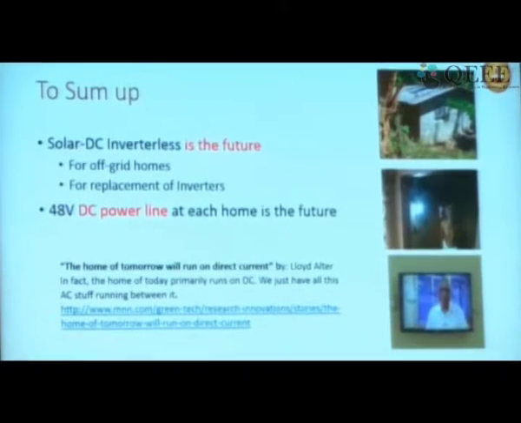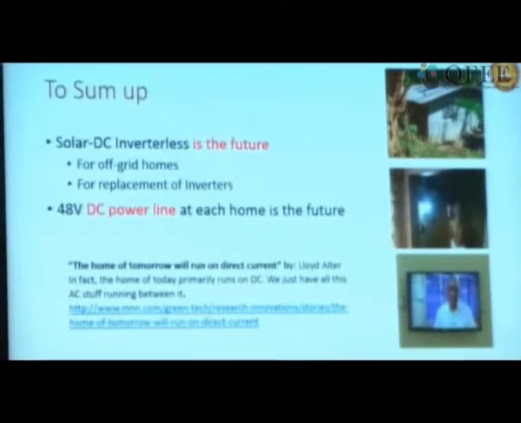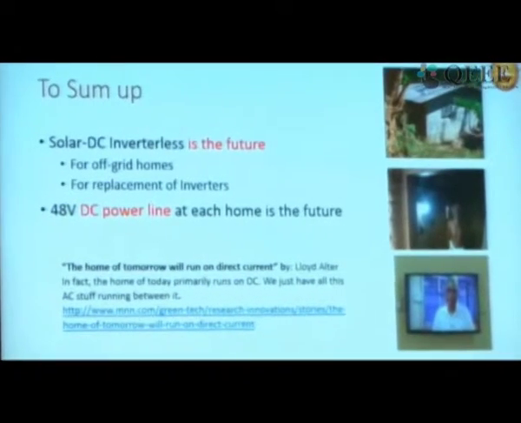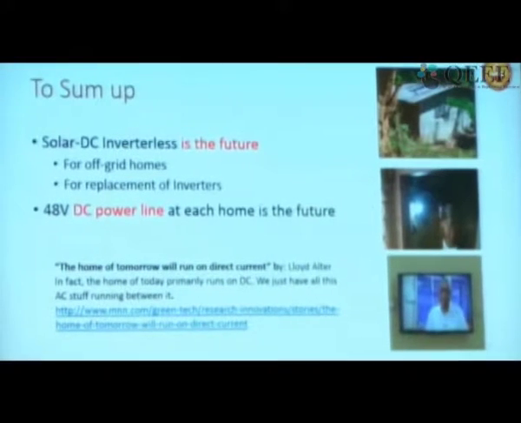In fact, the home of today primarily runs on DC. We just have all this AC stuff running in between them. Very similar to the statement that I made in my opening class. Sasaram will be the first town in the world in which all homes will be connected on DC, and the rest of the homes in the world will follow in the next 10, 20, 25 years. We should take leadership here, and that's what we will do.